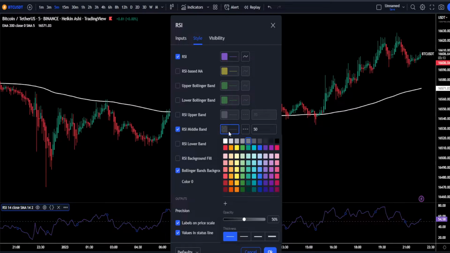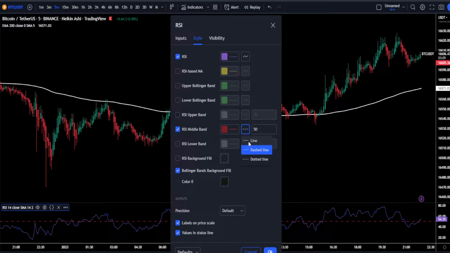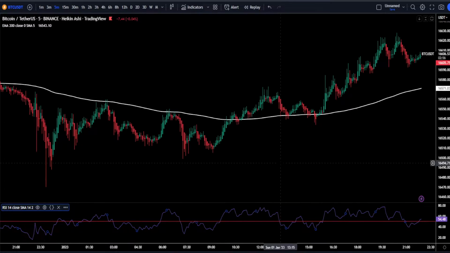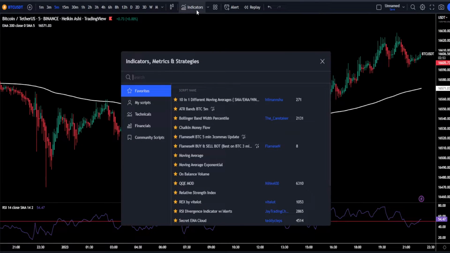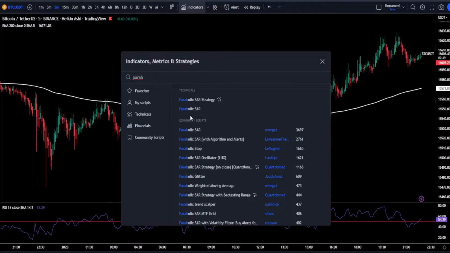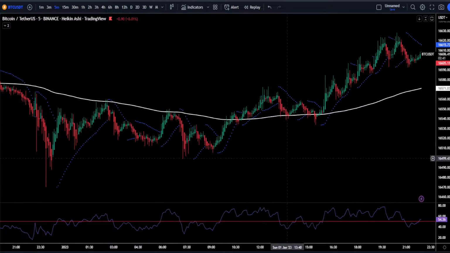We're then going to change our middle band to make it a little more visible, and we're going to also change it to a line instead of a dashed line. This is all the changes we need to do for that indicator. Then our final indicator we will be adding to the chart is the parabolic SAR, which is this one here made by TradingView. Okay, now we have all of our indicators set up.